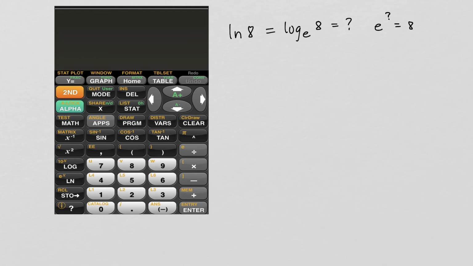Now the way you would do that is just locate the natural log key, which is this key on this calculator down here, and then just type in the number 8. So when I hit that key, we're going to see natural log with the parentheses. We put in the number 8, we close the parentheses, and we hit equals, and that will give us the approximation. And that looks like this.